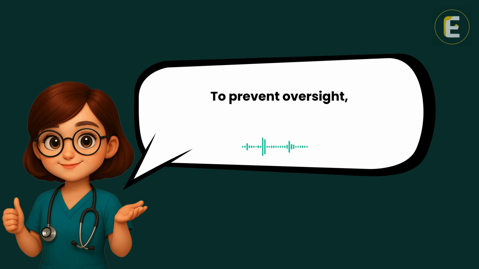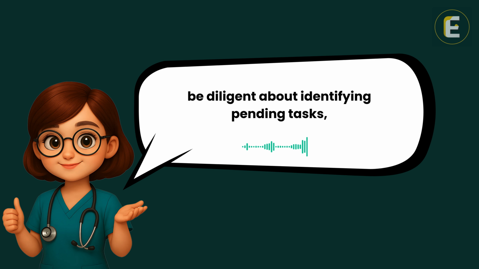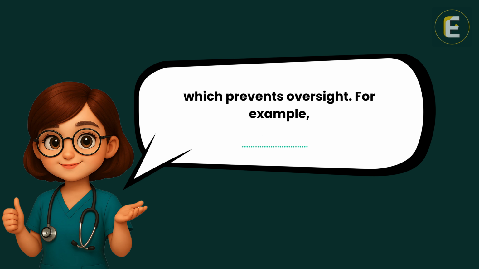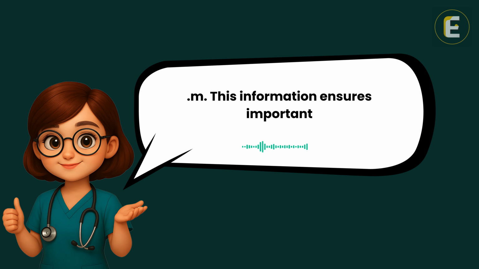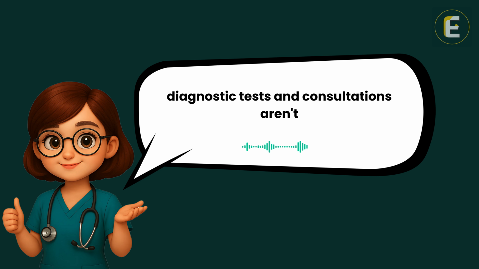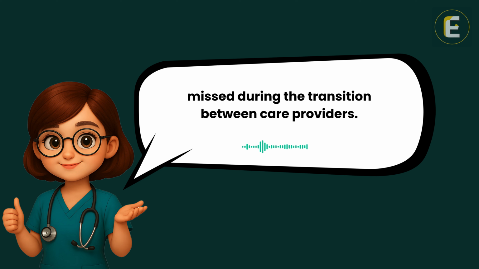To prevent oversight, be diligent about identifying pending tasks, which prevents oversight. For example, we're still waiting on the cardiology consult which was requested this morning. Also, her MRI is scheduled for tomorrow at 2 p.m. This information ensures important diagnostic tests and consultations aren't missed during the transition between care providers.